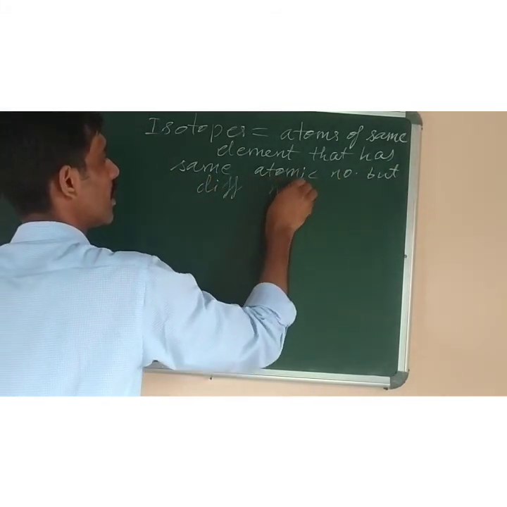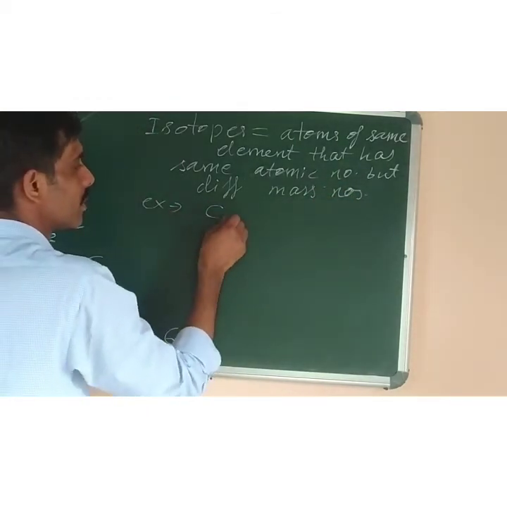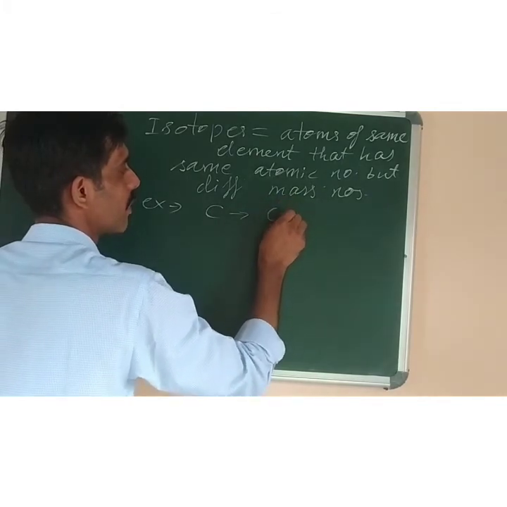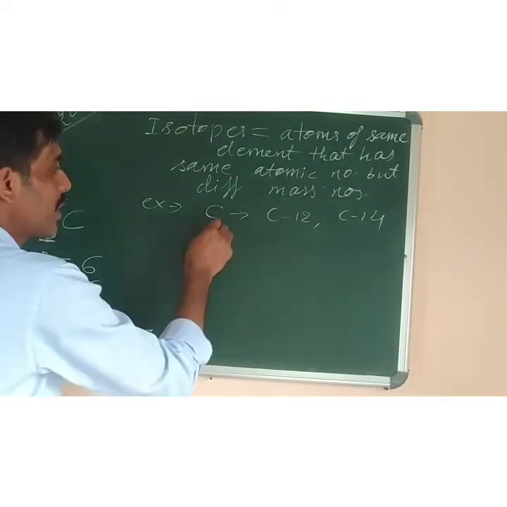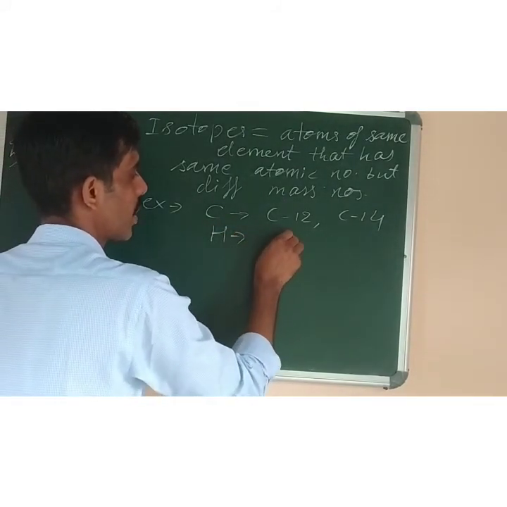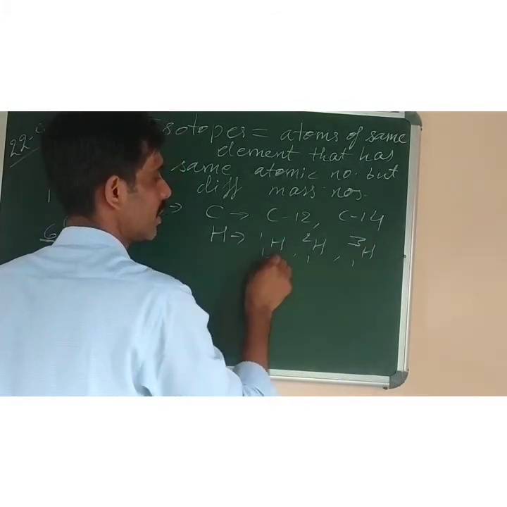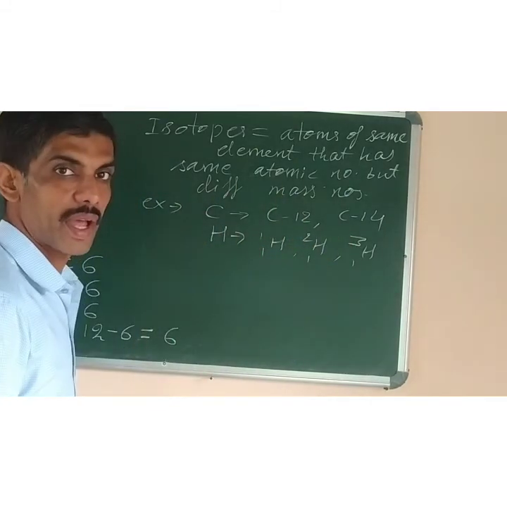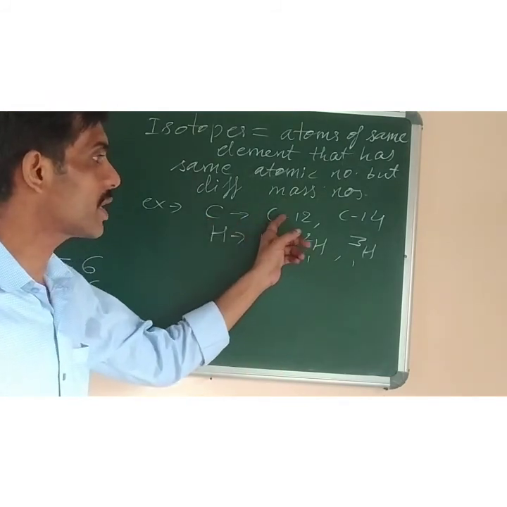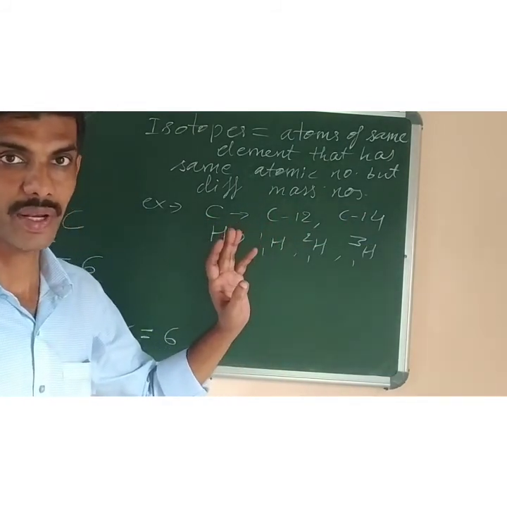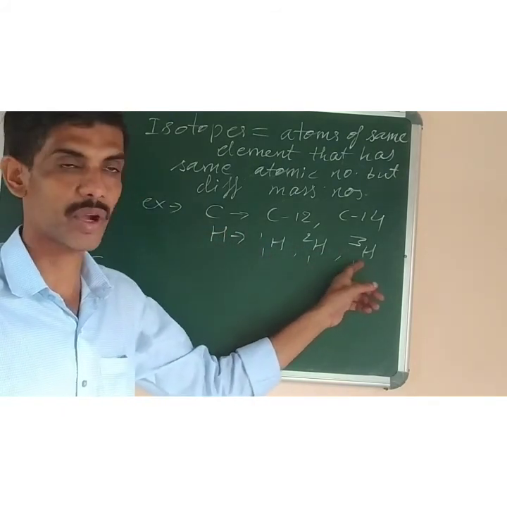Example, carbon has two isotopes, carbon 12 and carbon 14. Now, next one, hydrogen has three isotopes, 1H1, 1H2 and 1H3. So mass number is 1, 2, 3. And they have different names. No other isotopes have different names. Like the isotopes of carbon are called carbon only, carbon 12, carbon 14. But the isotopes of hydrogen have different names: protium, deuterium, tritium, according to the mass numbers.